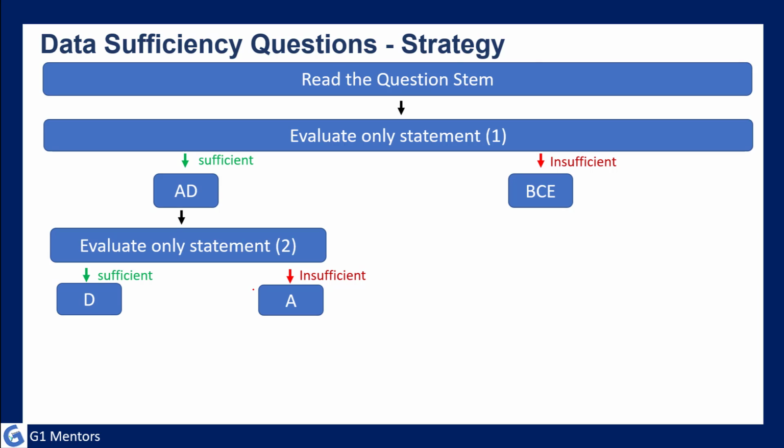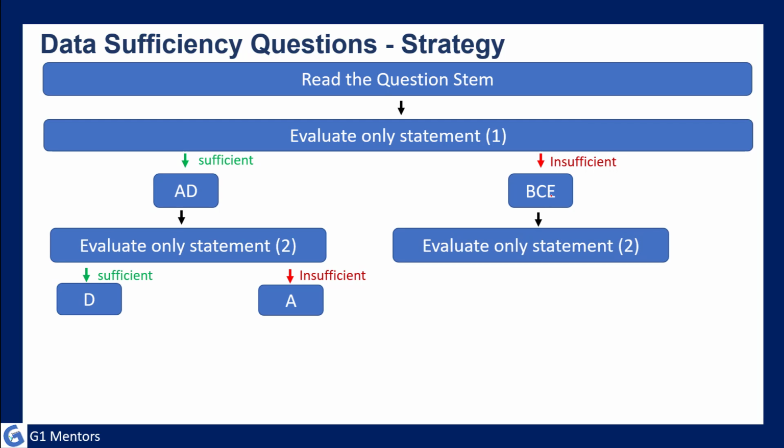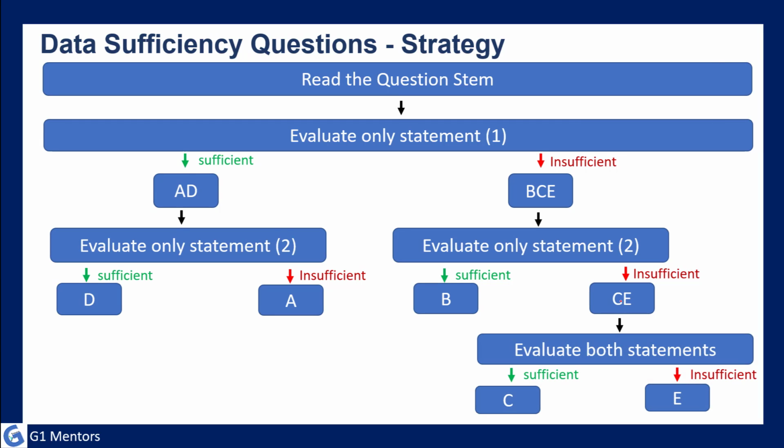Let's see, if statement 1 alone is not sufficient, then it goes with either B, C or E. Then we evaluate statement 2. If statement 2 alone is sufficient, then the answer choice is B. If statement 2 alone is not sufficient, then the answer choice is out of C or E. Then we evaluate both the statements together. If both the statements together are sufficient, then the answer choice is C, otherwise E.